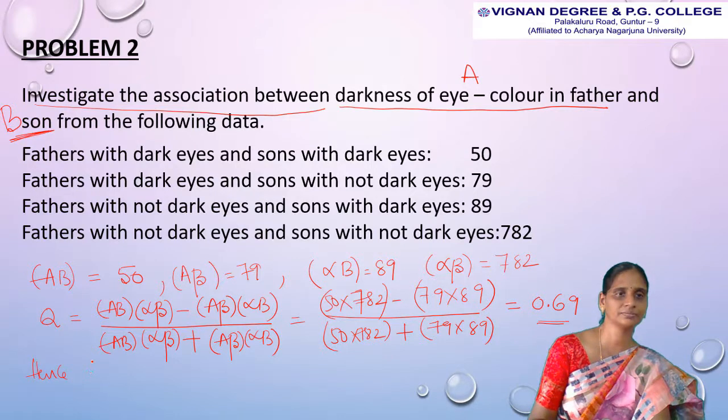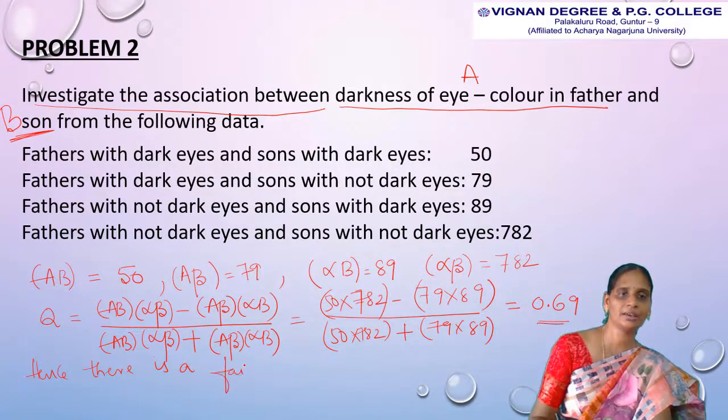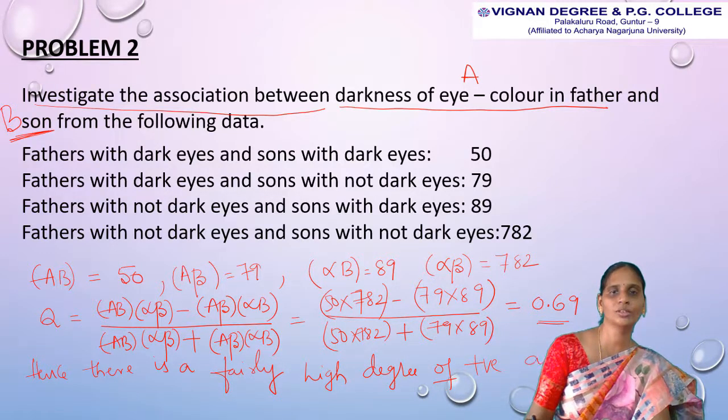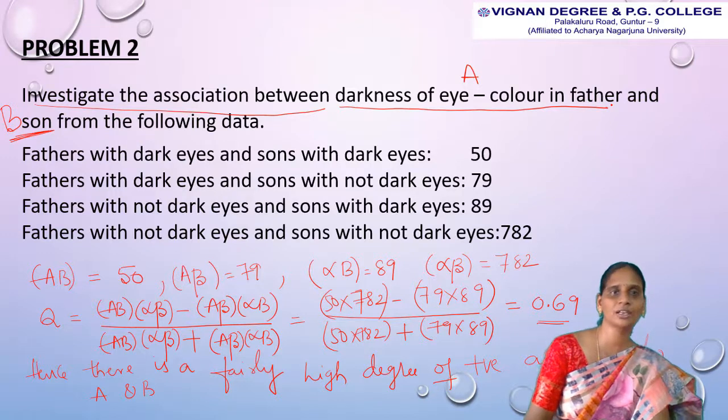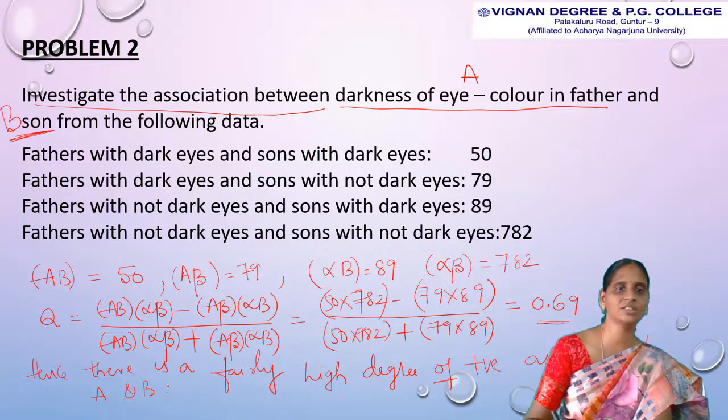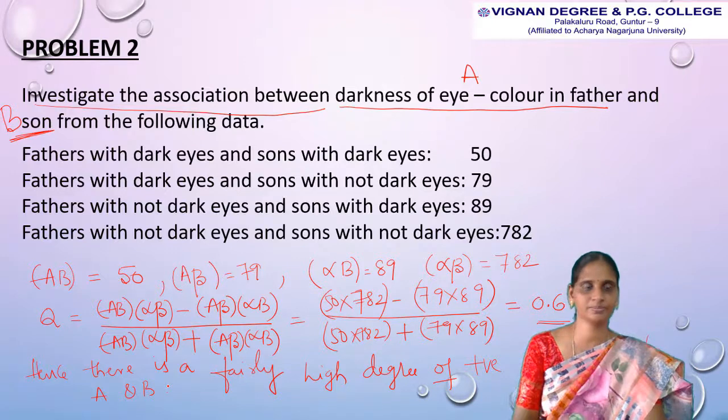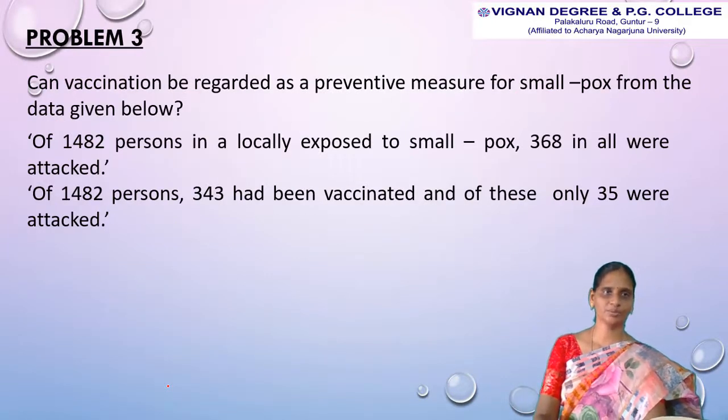Hence, there is a fairly high degree of positive association between A and B, that is, darkness of eye color in father and son. So this is the second problem. Coming to the third problem.